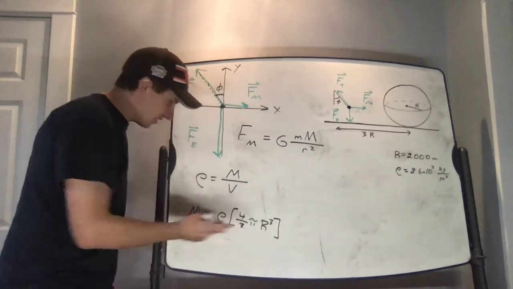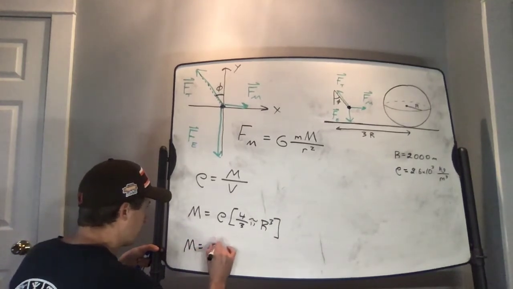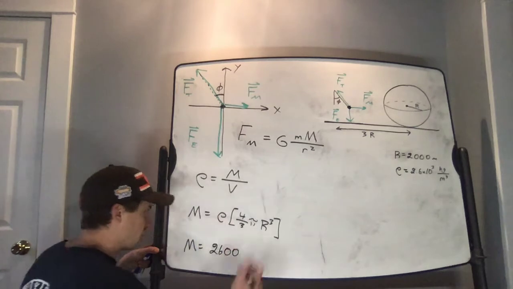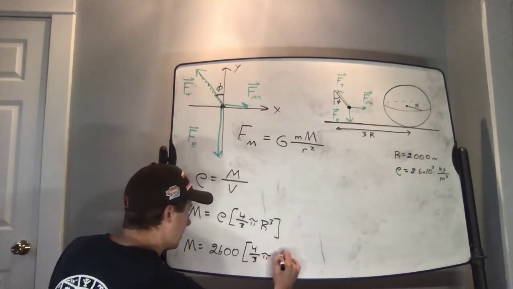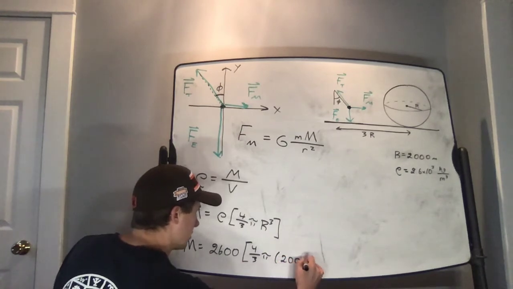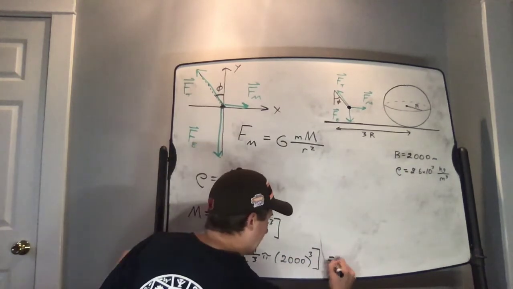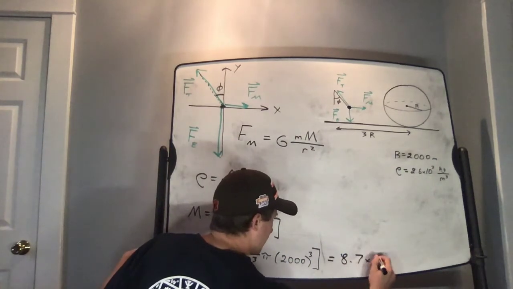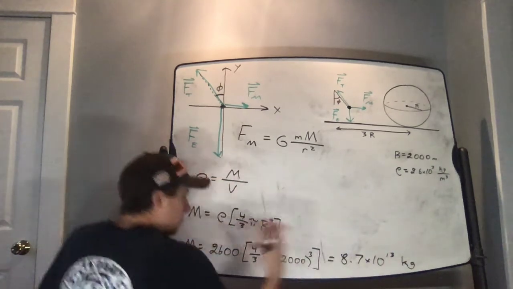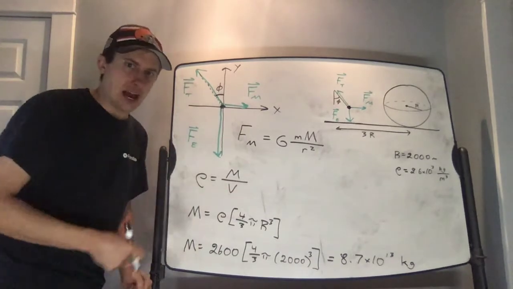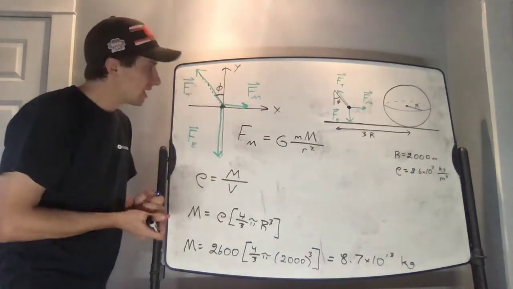So if I plug these numbers in a calculator, I would get the mass of the mountain itself is 2,600 kilograms per cubic meter times 4/3 pi times 2,000 cubed. And when I plug this through, hit enter, I get 8.7 times 10 to the 13 kilograms. So the mass of my mountain is really, really large, and we expect that. Mountains are big, they're made of rock, they're going to be very heavy.